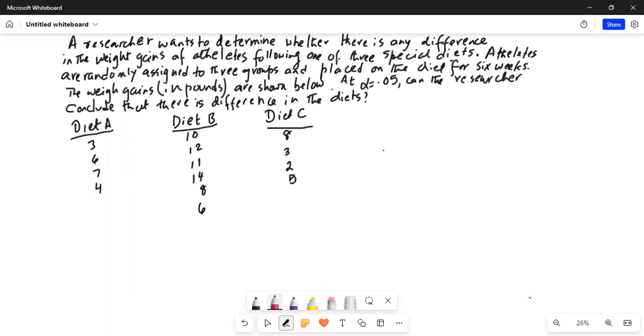A researcher wants to determine whether there is any difference in the weight gains of athletes following one of three special diets. Athletes are randomly assigned to three groups and placed on the diet for 6 weeks. The weight gains in pounds are shown below. At alpha equal to 0.05, can the researcher conclude that there is a difference in the diets?